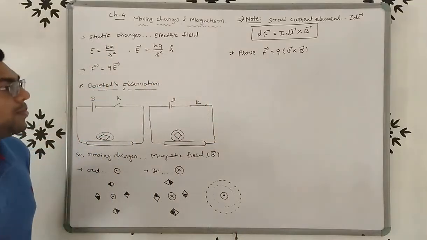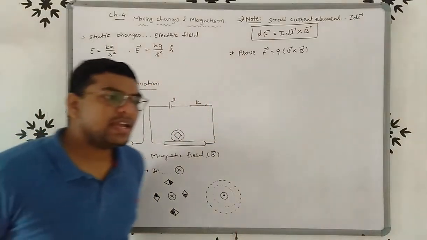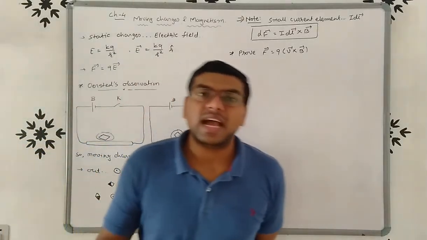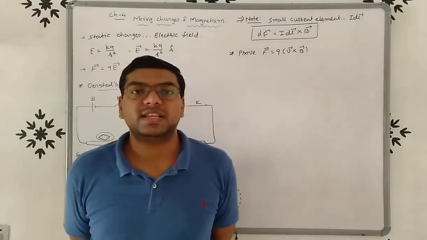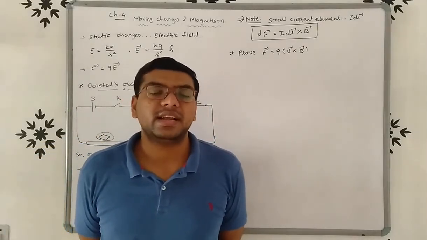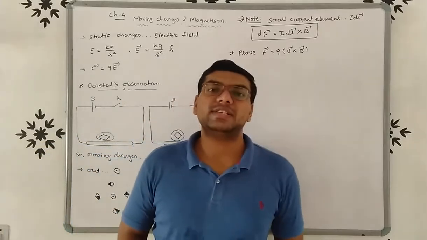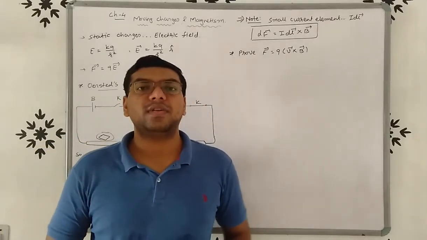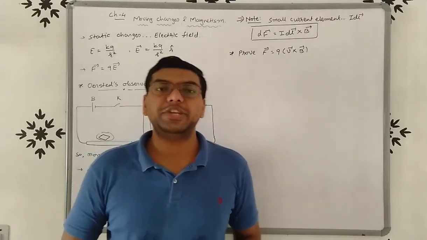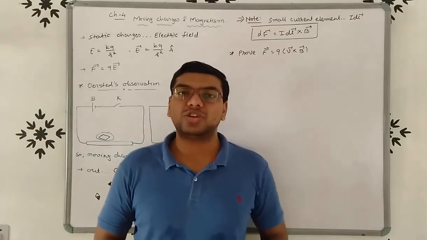Now, we know that if the charge is in motion, then current will be there. So here we assume that current I will be induced due to the charge Q.